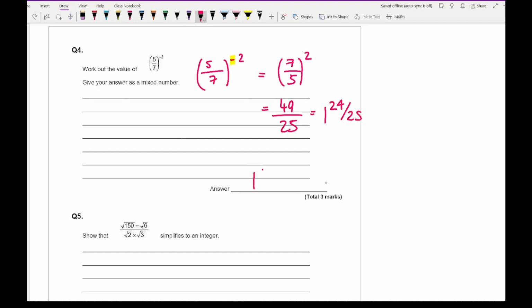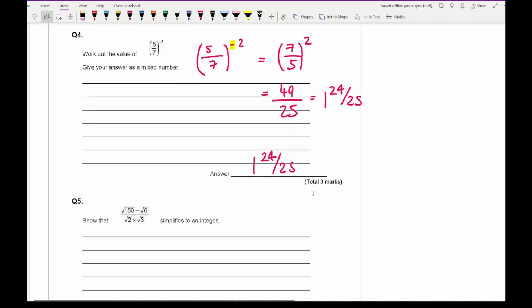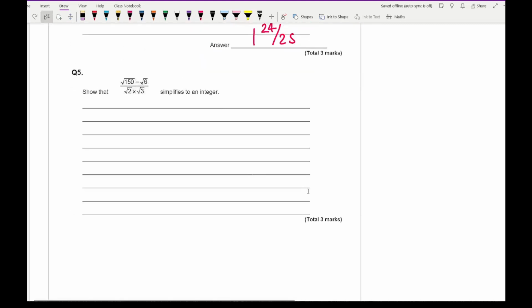So the answer then is 1 and 24 25ths. Moving on to question 5, it says show that we've got this surd. So what we want to do here is to try and simplify where possible. So in terms of 150, so root 150. So thinking of a square number that goes into this, well, it's going to be 25.